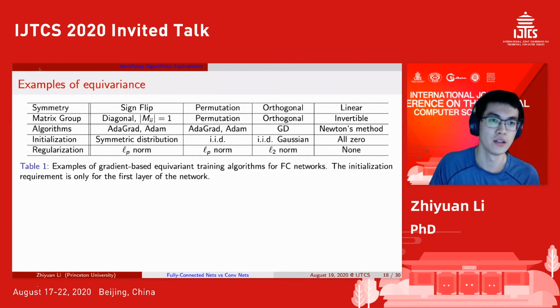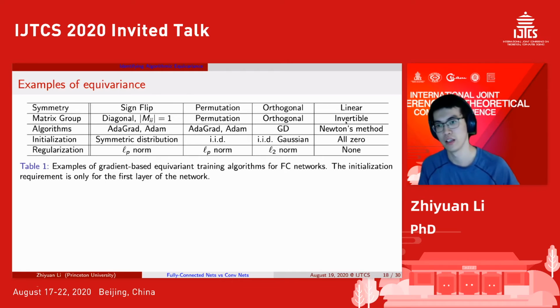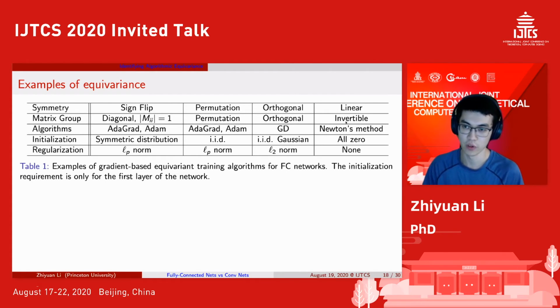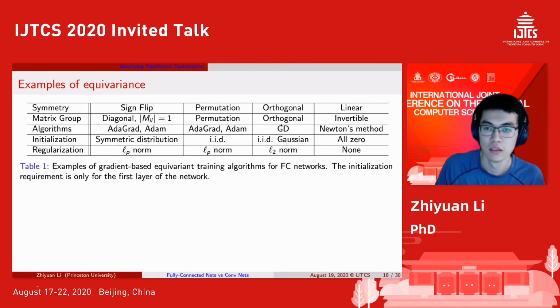Here we give more examples of equivariance. As we can see, from left to right, the level of symmetry increases, and the algorithm is equivariant to a larger and larger matrix group. It goes from diagonal, to permutation, to orthogonal, and then finally the general linear group, the set of all invertible D by D matrices. As a result, we can prove stronger lower bounds from left to right. The initialization requirement is that the first layer of the neural network has to be symmetric, IID, IID Gaussian, or zero. This is only for the first layer of the neural network.